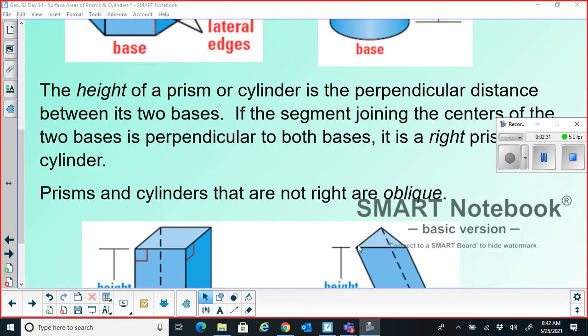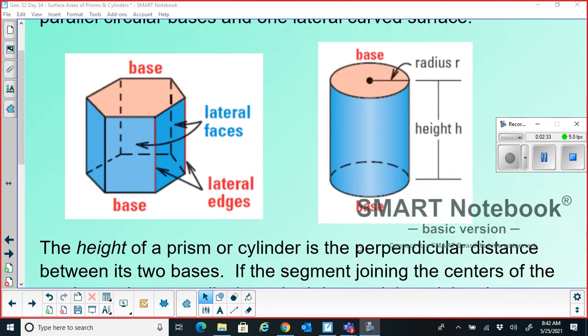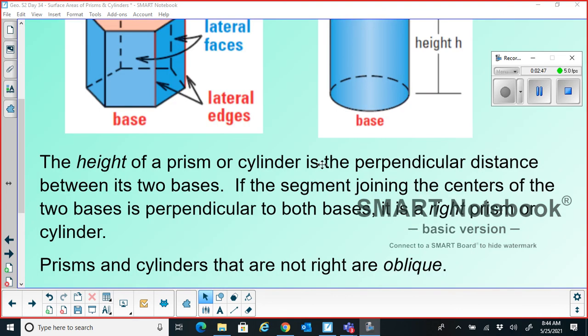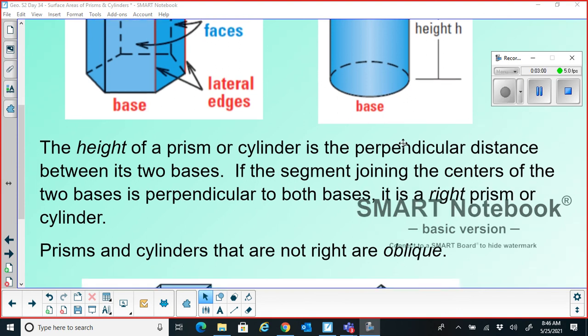I will give you some time to note down the definition of a cylinder. Then I'll give you some time to take a look at the things mentioned below. Take 30 seconds to note down what a cylinder is, then we will slide down for another 20 to 30 seconds in case you want to note down the height and what a right prism and right cylinder are. I'm leaving this portion for another 30 seconds. Okay, let's move on to the next slide.